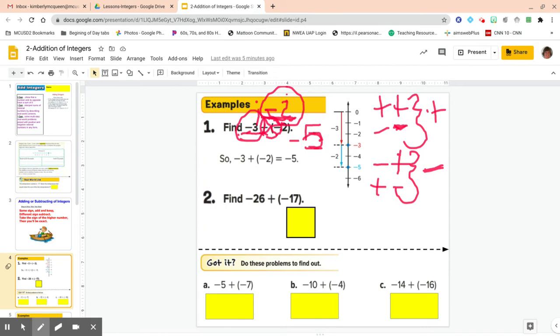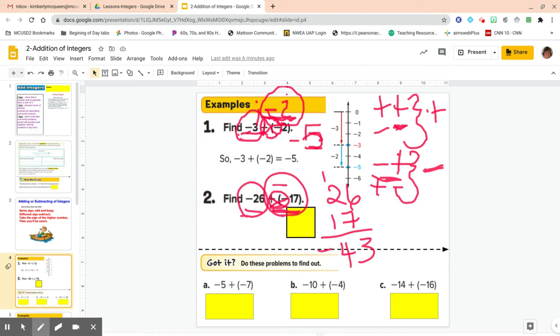All right, let's look at number 2. Same signs, right next to each other? No. These guys are different. And what do we do with signs that are different? We're going to change them into 1 minus sign. So there is 1 sign in front of every number now. The negative goes with the 26, and the negative or the minus goes with the 17. Sing your song. Same signs, add and keep. Yes, they do have the same sign. So I'm going to add the numbers and keep the sign. My answer is a negative 43.